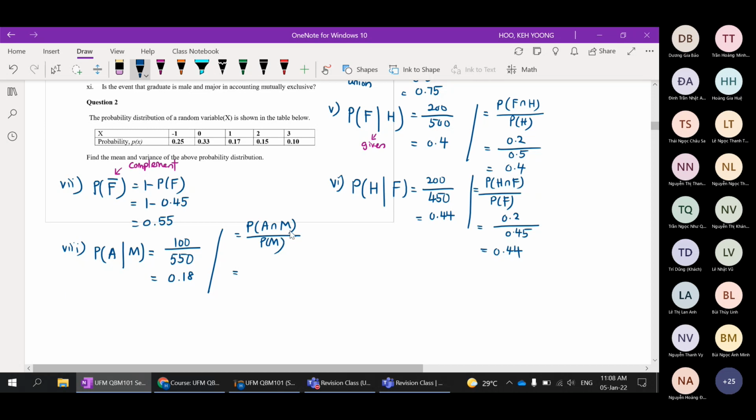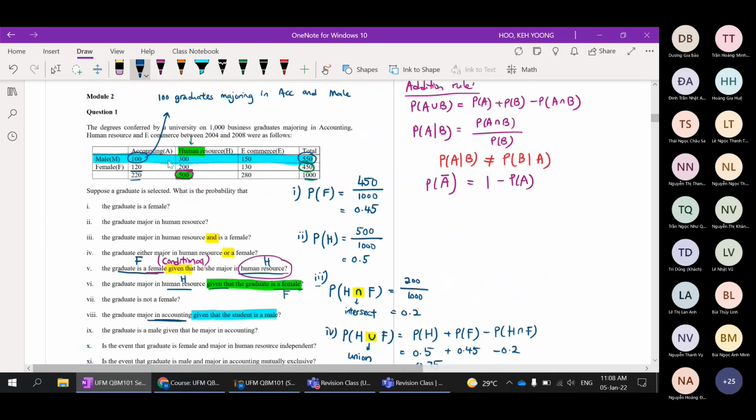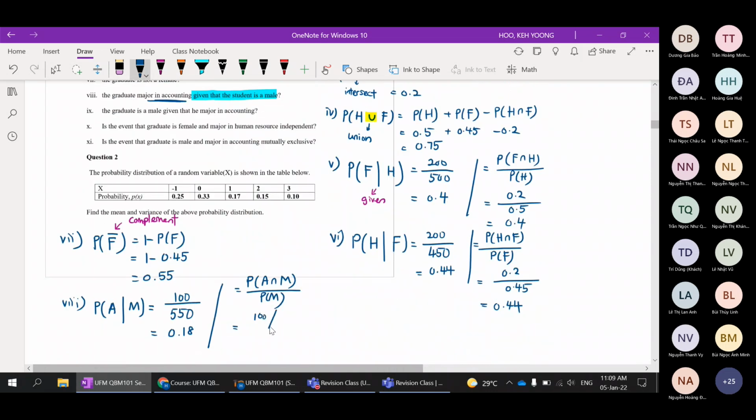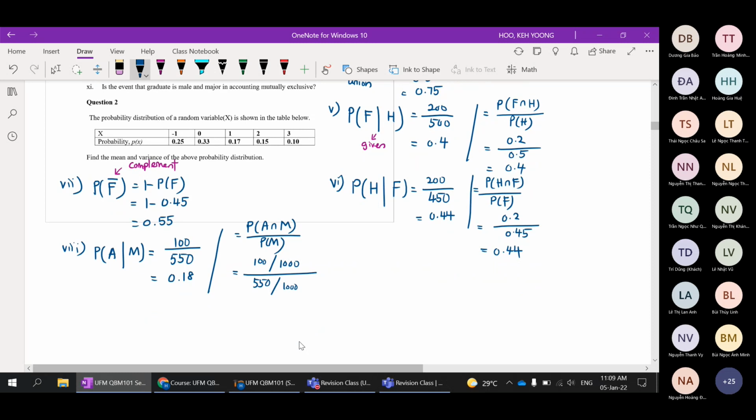So what is the probability for accounting and male? Accounting and male, we have 100 out of 1,000. How about the probability for male? 550 divided by 1,000. How to get the probability is always the number divided by the grand total. So here it is the number of male divided by the grand total 1,000. Whichever way, you should get 0.18.